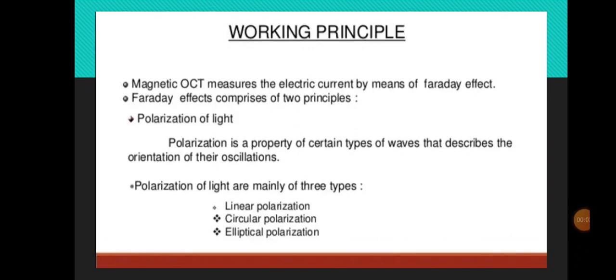Working principle. Magnetic OCT measures the electric current by means of Faraday effect as mentioned before. Faraday effect comprises of two principles: polarization of light. Polarization is a property of certain types of waves that describes the orientation of their oscillations. Polarization of light are mainly of three types: linear polarization, circular polarization, and elliptical polarization.